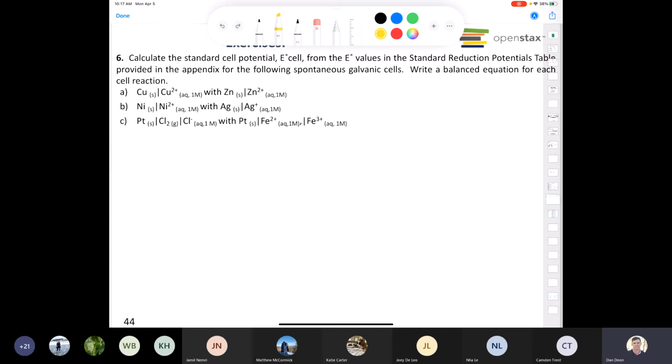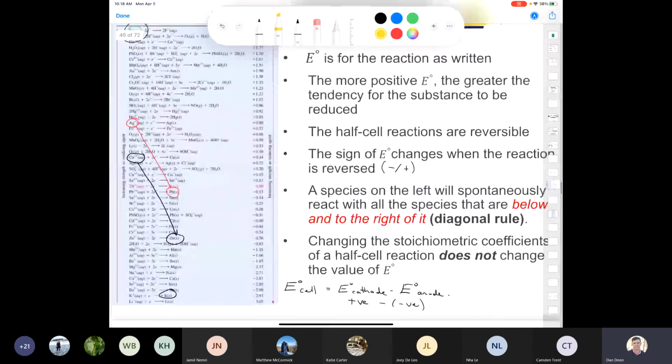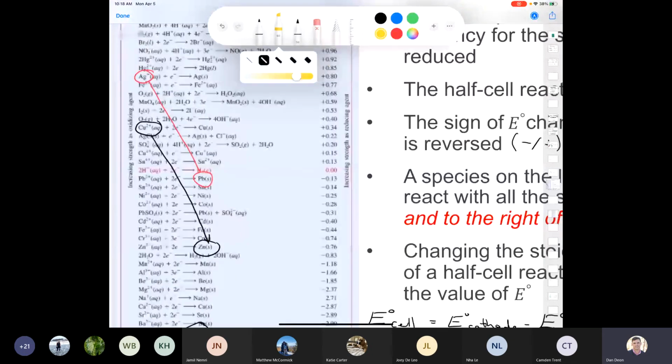It says calculate the standard cell potential, E cell, from the standard reduction potentials table provided in the appendix. I'm going to use the other table just because I find it easier, for the following galvanic cells. Write a balanced equation for each cell reaction. So for the first one, I'll go back and refer to it. We've got copper 2+ and zinc 2+. So let's go back to the table. We've got copper 2+, which was here.